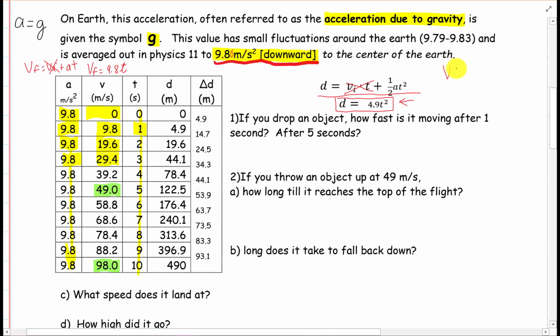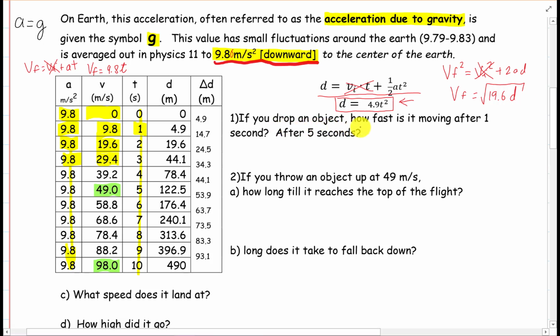Like how fast is it going? We'll use this formula: vf squared equals vi squared plus 2ad. This is 0, and that's 9.8. So vf is going to equal the square root of 19.6 d. That's one way to calculate the velocity if you have the distance. So every formula that we have, if you put vi to 0 and a to 9.8, you get simplified versions of the formula. We're not going to memorize them. If you do, so be it.